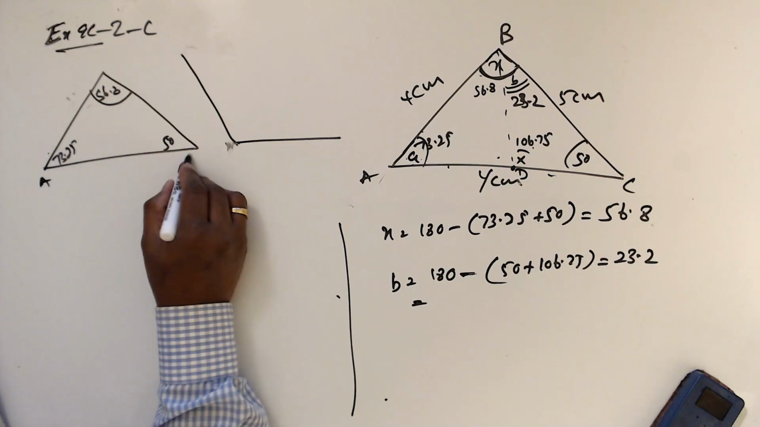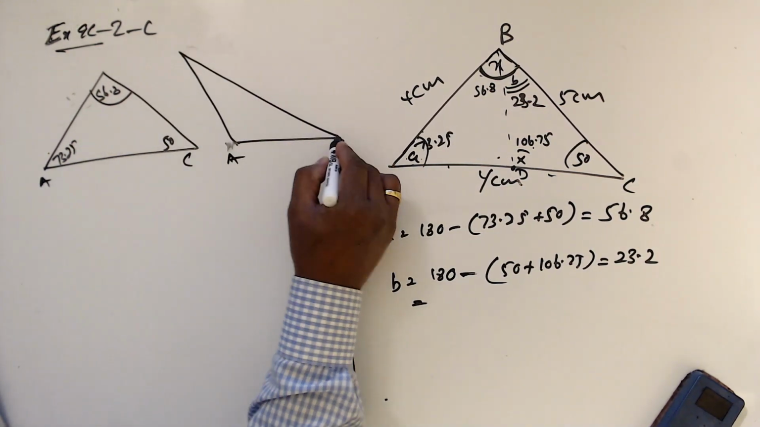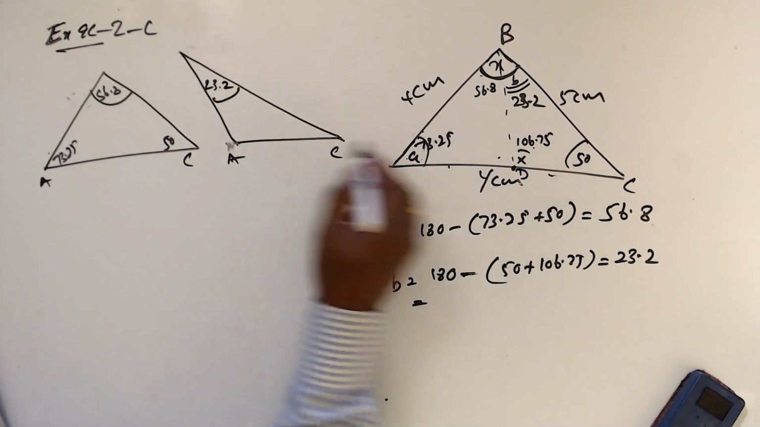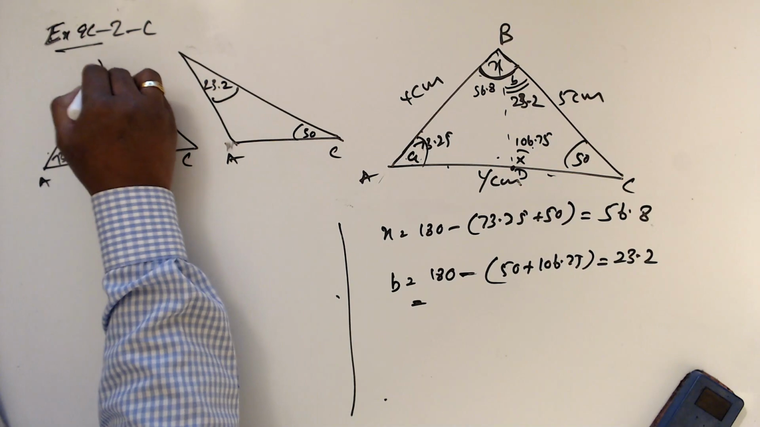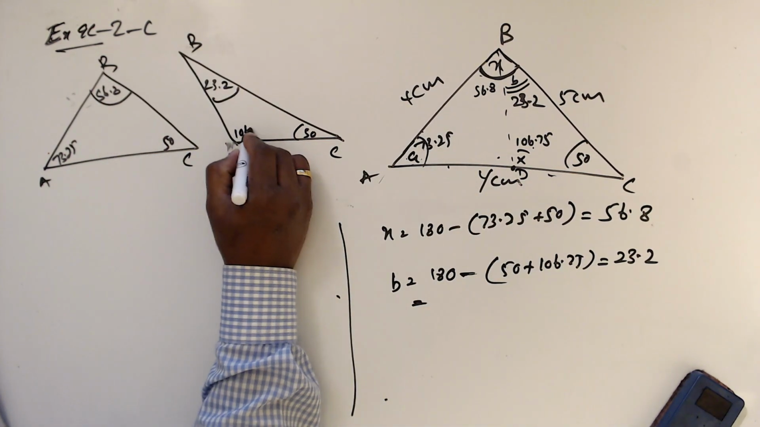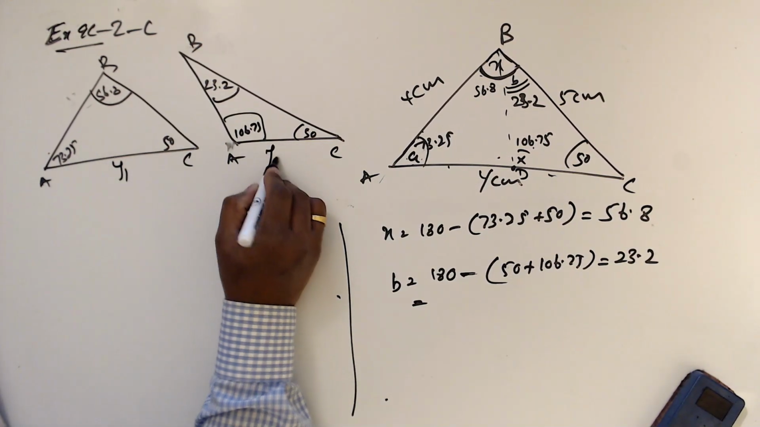The other one is this one. So this is AC. This is also AC. This is 23.2. This is still 50. This is B and B again. And this is 106.75. So I will take this as y1 and y2.